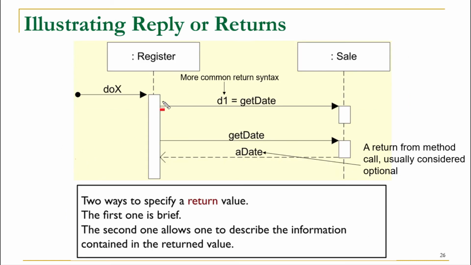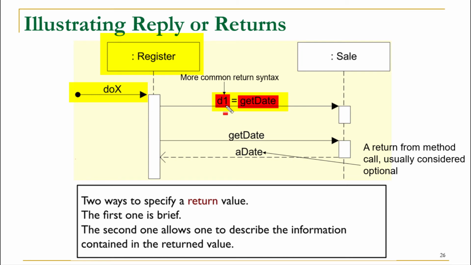To specify the reply or returns, we can have different possibilities. For example, this one is a more common syntax which represents that you are calling or passing a message doX on the register class, and from within this message we are sending another message called get date, and this get date message has a return type which is being represented with this D1, and this also represents that this return value will be stored in D1.